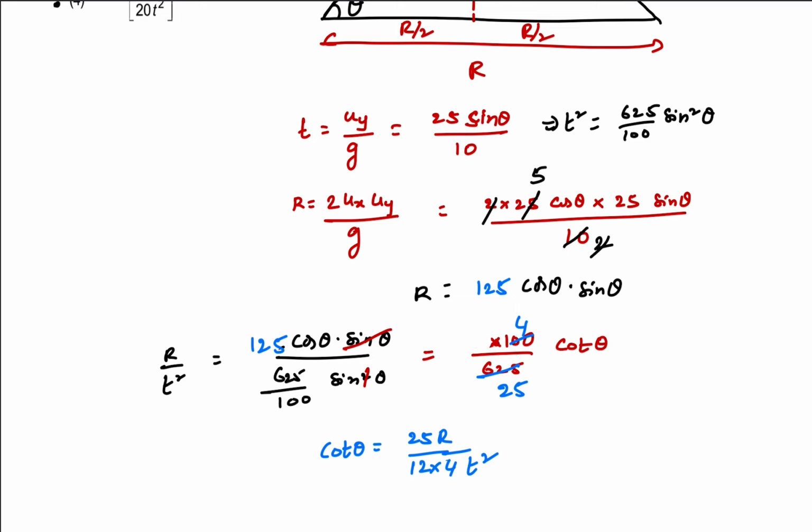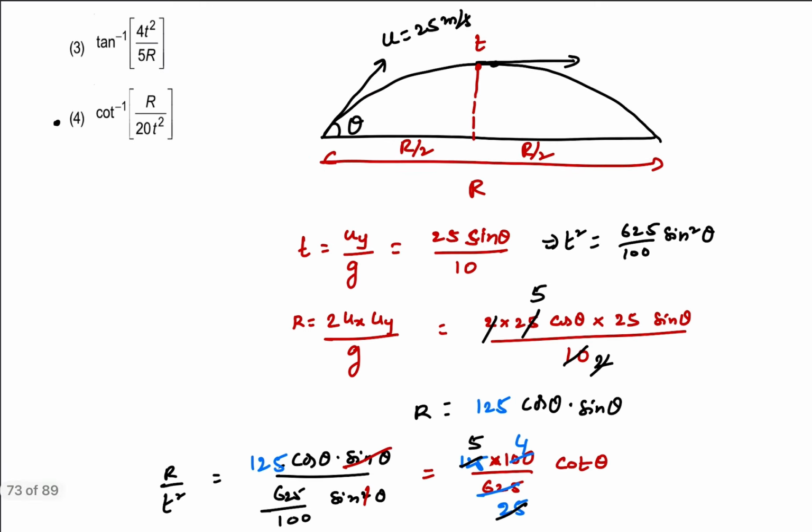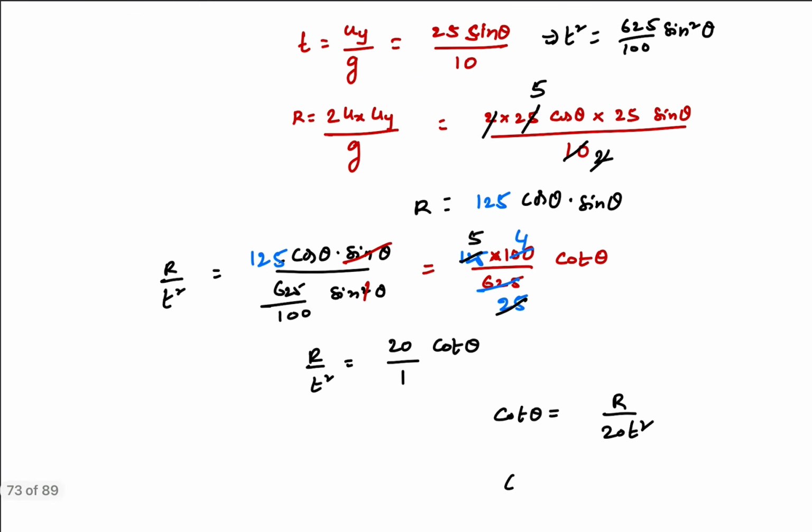Okay, here also 125. Do the calculation properly. 125. Now I can get the value, 25 will be cancelling in 5 times. Now finally I will get the relation as 20. I will add r by t square is equal to 20 by 1. So cot theta can be written as r divided by 20 t square. You observe this, the fourth option is the correct option.